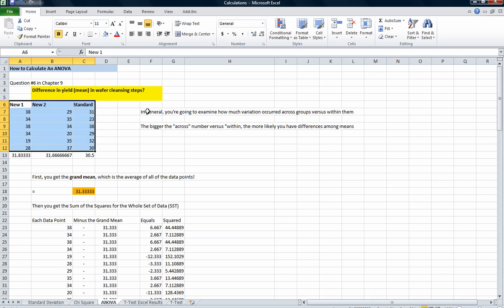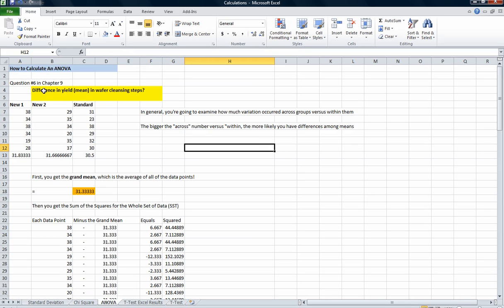Now, in general, the way the calculation works for an ANOVA is this. You're trying to figure out how much variation occurs across groups versus within them. And the bigger the across factor versus within, the more likely you have differences among means.